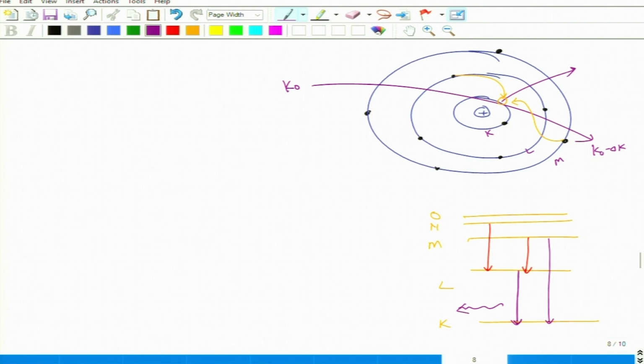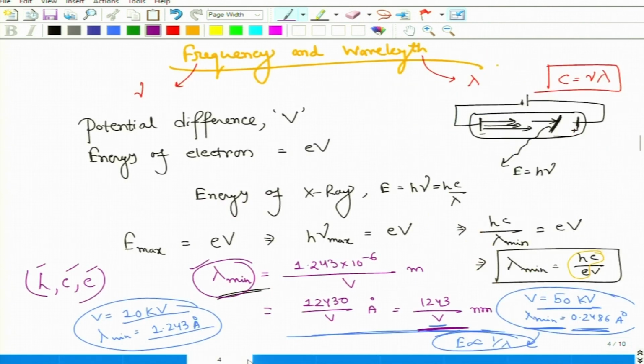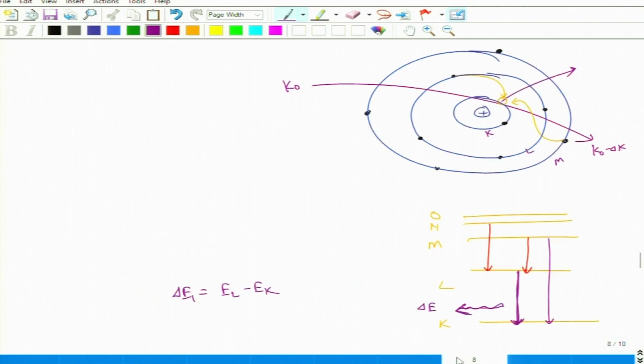And this X-ray has some energy. That energy should be equal to K minus L, L minus K. Sorry, what will be the energy? EL minus EK. This will be E1. There may be EM minus EK. Let me draw it, not here.